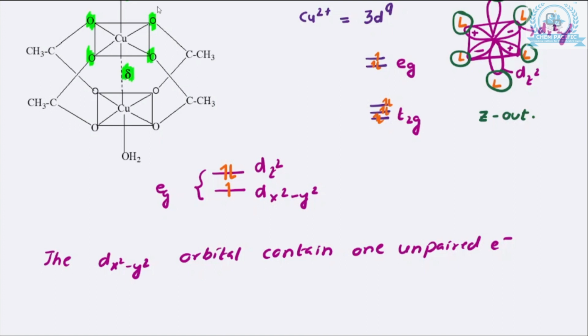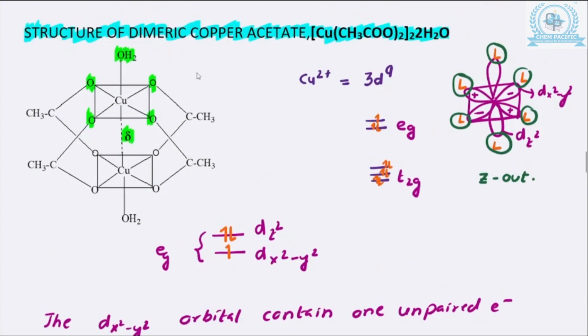ठीक है, क्यों unpaired electron dx² minus y² में reside करते हैं, ये भी मैंने आप लोगों को explain किया था that अगर वो dx² minus y² में unpaired electron reside करेंगे तो ये ज़्यादा repulsion experience नहीं करेंगे क्योंकि dx² minus y² is pointing for ligand and there is a repulsion between the electrons present in the dx² minus y² orbital and the ligand. So ये कम repulsion experience करेंगे. So in order to provide more stability to the given dimeric structure, the unpaired electron in the copper 2 plus prefers to remain in the dx² minus y² orbital.